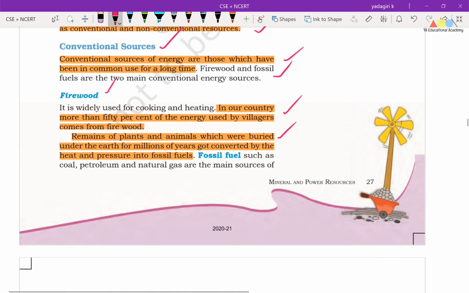Right, friends? Remains of plants and animals which were buried under the earth for millions of years got converted by heat and pressure into fossil fuels. So, friends, the formation of fossil fuels is an important phenomenon. We call it buried sunshine also.